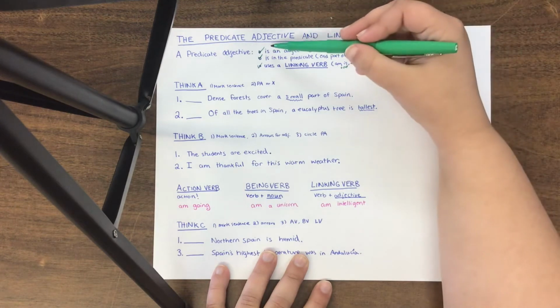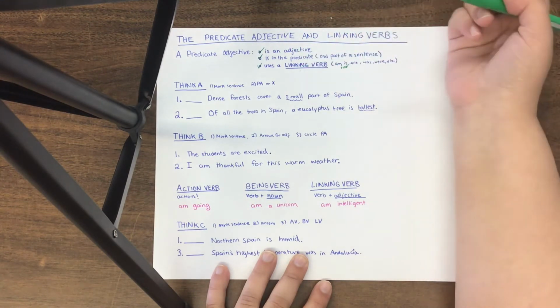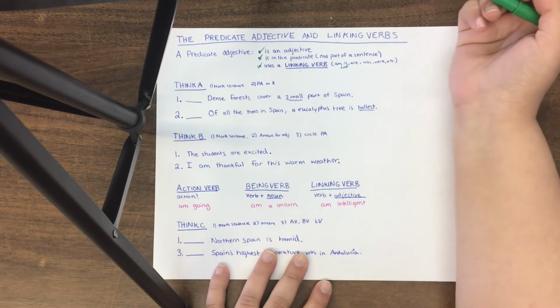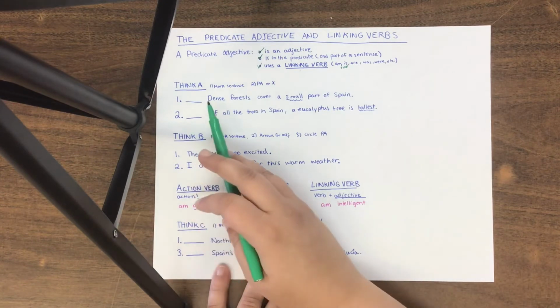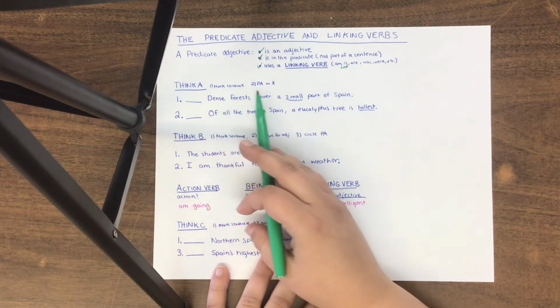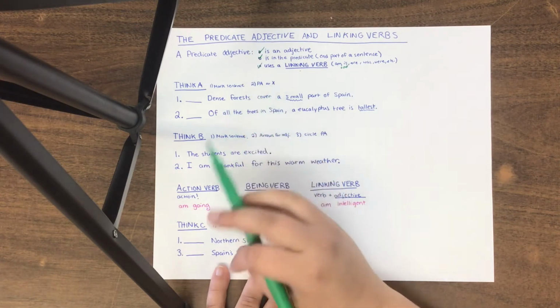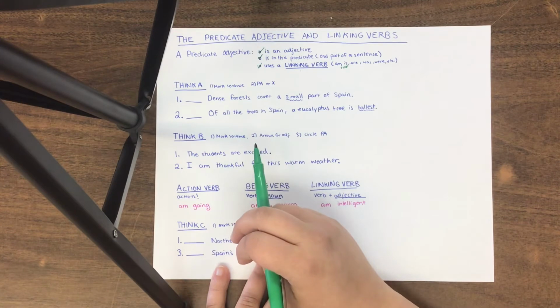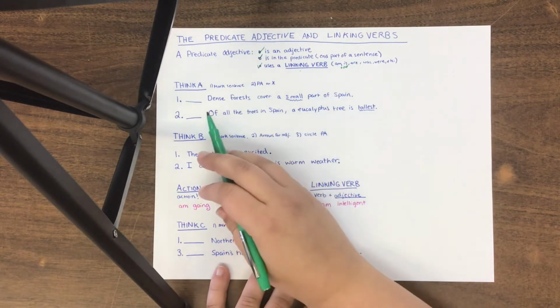So if it follows those three rules, it's an adjective, it's in the predicate, and it has a linking verb, we know for sure it is a predicate adjective. So let's take some examples from our textbook. In Think A, we're told to do two things. The first thing we do is mark the sentence. The second is to figure out if the underlined word is a predicate adjective or if it is not a predicate adjective.